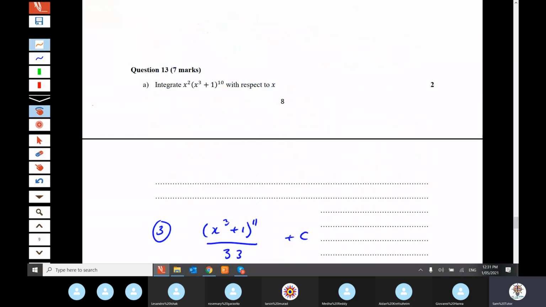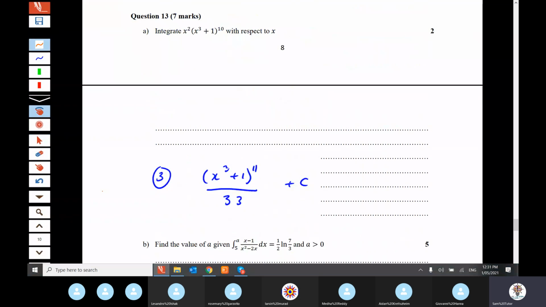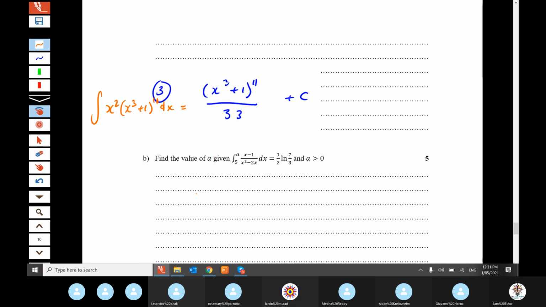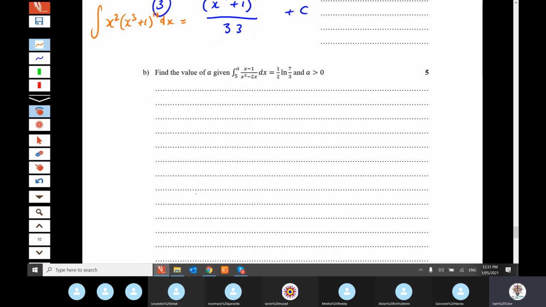I just need to write the question down because I've forgotten it. Integral of x squared times x cubed plus 1 to the power of 10 dx equals. Okay, understood. Find the value of A given that, 5 marks. Okay. All right. I'm thinking. So give me a second as well for me to think. Aha, I see it.